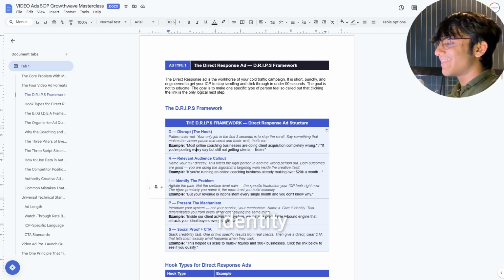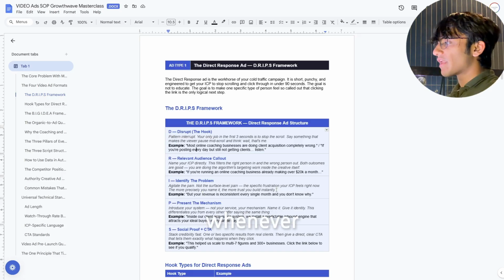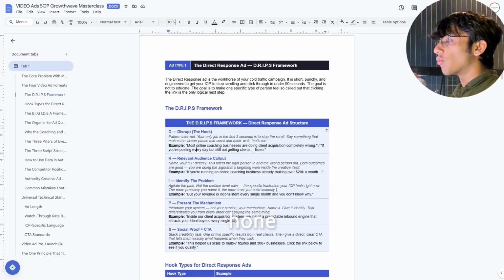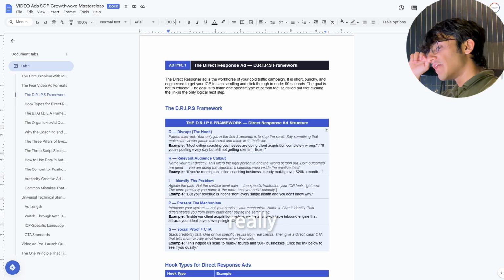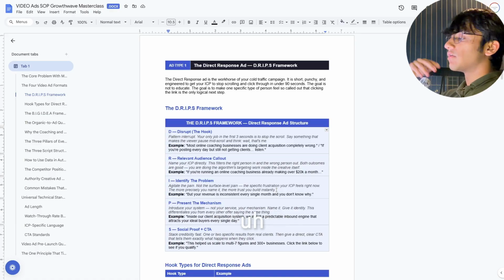Now I, which is identify the problem. Agitate the pain, not the surface level pain, but the specific frustration your ICP feels right now. The more precisely you name it, the more trust you build instantly. See, whenever you're running direct response ads, pain is one of the most important things to hone in on, because if you don't really understand the pain and you just convey it in the most surface level way possible, then you are not going to get a lot of people in.